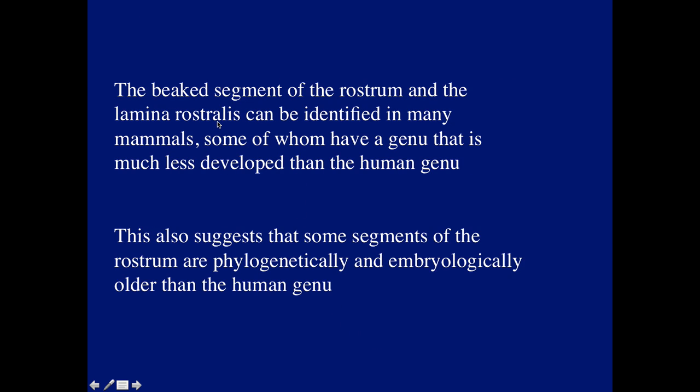It also can be identified in many mammals, some of whom have a genu that is much less developed than the human genu. And again, all this suggests that the rostrum and the lamina australis are phylogenetically and embryologically much older than the human genu.